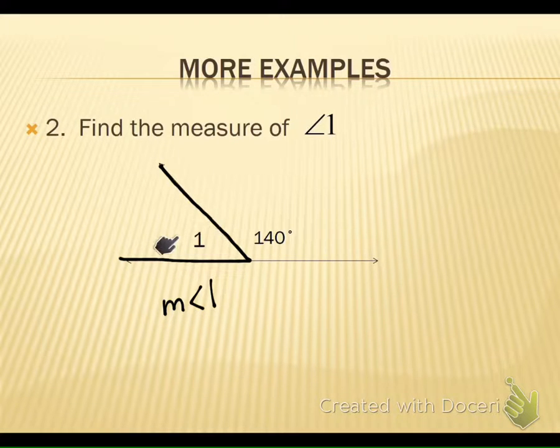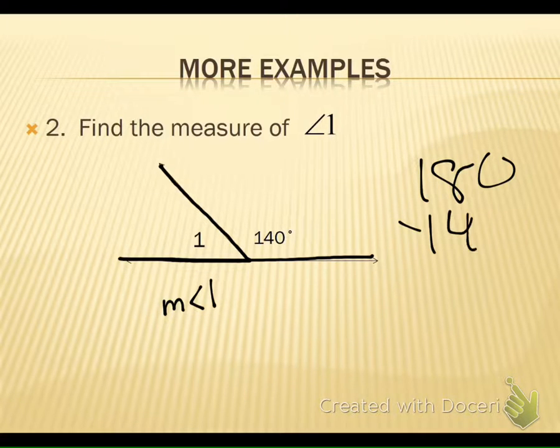So when I put angle 1 together with this 140 degree angle, what do I make? This is 180. It is a linear pair, so when they add together, I should get 180. So what can I do to find out how much I need to make 180? Subtract. So we can just do 180 minus 140, and it would be 40. Good.